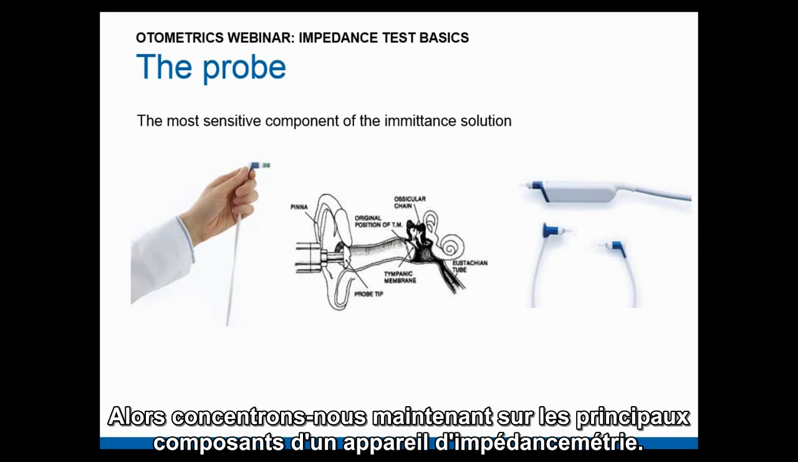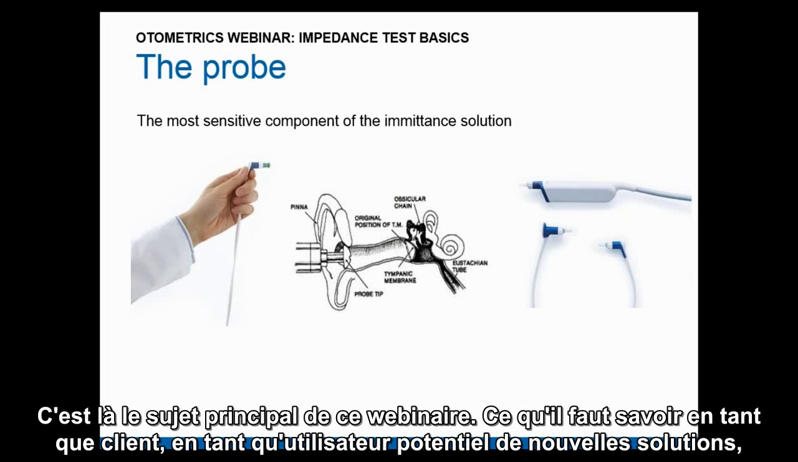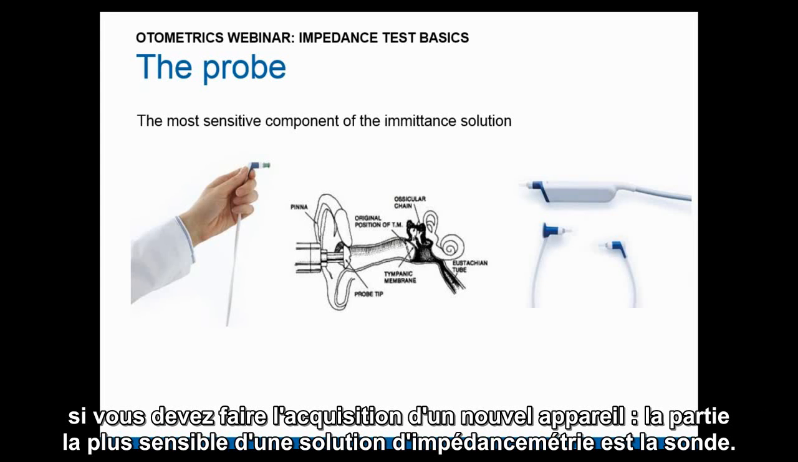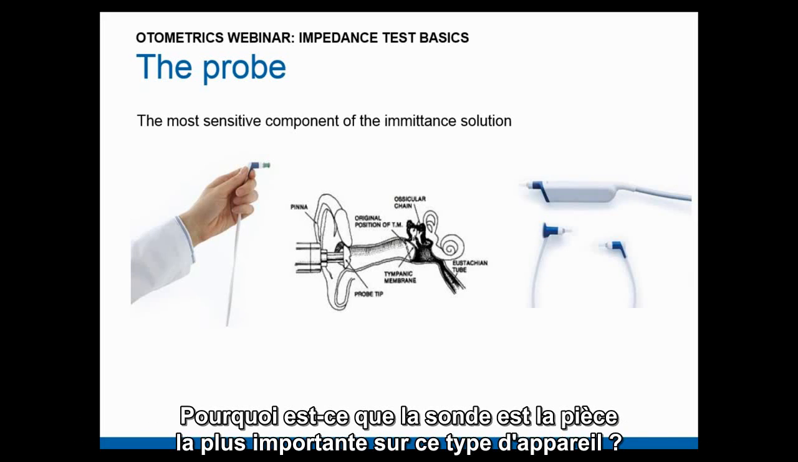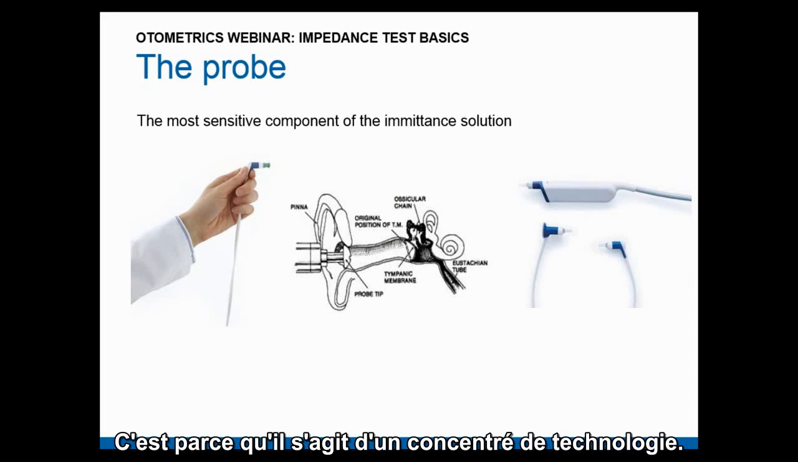But let's now focus on what are the main parts of an immittance device, and that's actually the core of this webinar. Something we need to know as a customer, as potential user of new solutions, if you need to acquire a new one. The most sensitive part of an immittance solution is basically the probe. Why is the probe the most important or sensitive part of such a piece of equipment? It's because it's a lot of technology concentrated in a small packaging.